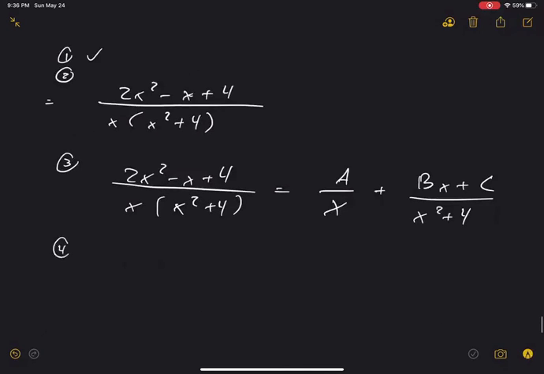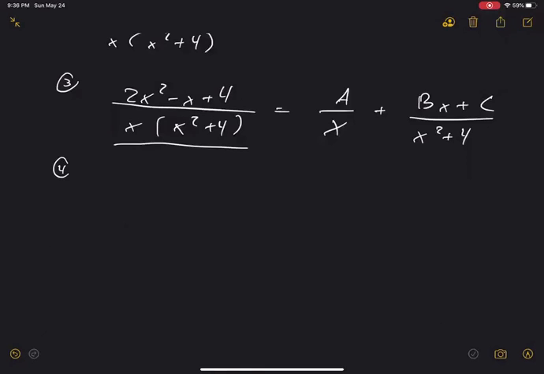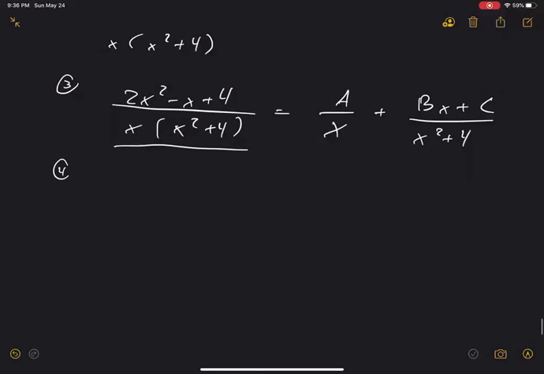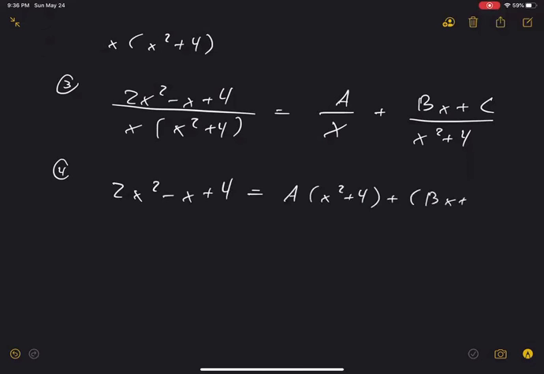Step 4, multiply by my denominator. So I would end up with 2x squared minus x plus 4 equals, try and do this on your own, and you should see it equals A times x squared plus 4 plus Bx plus C times x.